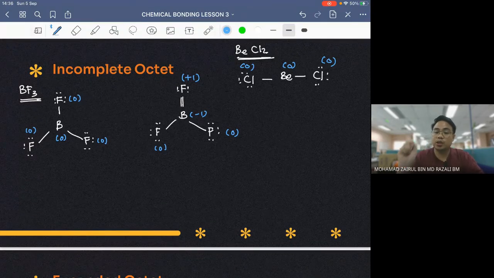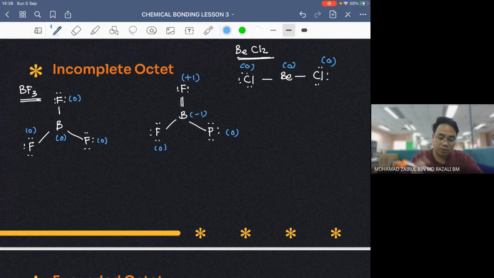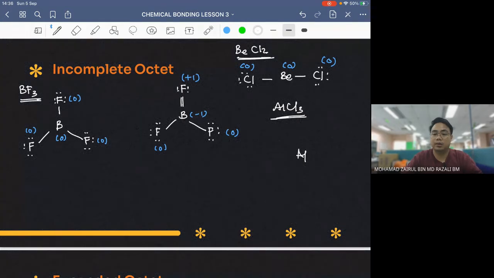Even though the total number of valence electron dia tak cukup 8, which is for this case, for beryllium, the total valence electron surrounding the central atom is equals to 4 electron. Okay, so the last one, kalau for example, kalau saya ada AlCl3. So AlCl3, if you draw the Lewis structure, the aluminium will become the central atom.